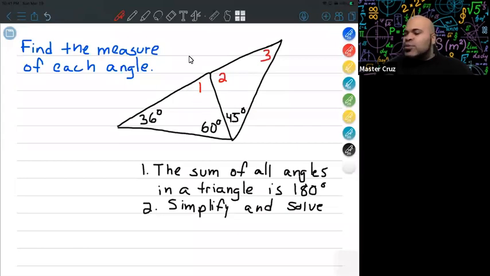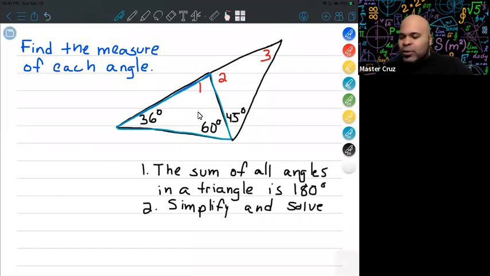Well, the first thing to notice is that there are two different triangles in this figure. So I'm going to take one triangle at a time. Since the one on the left only has one unknown angle, I'm going to start with that one. That one is going to be easier to find. So the first rule: everything that you do has to have a reason. You need to know that the sum of all angles in a triangle is 180 degrees.